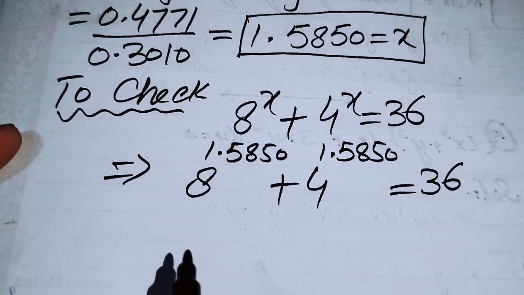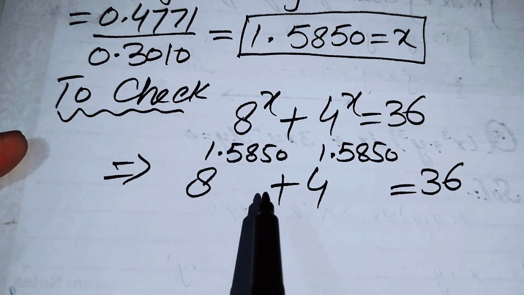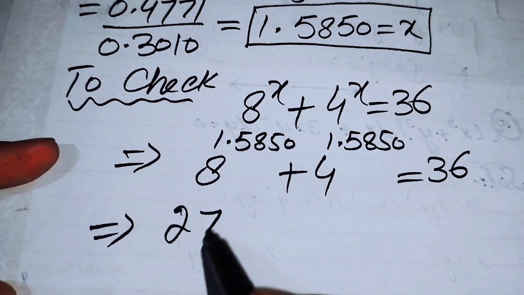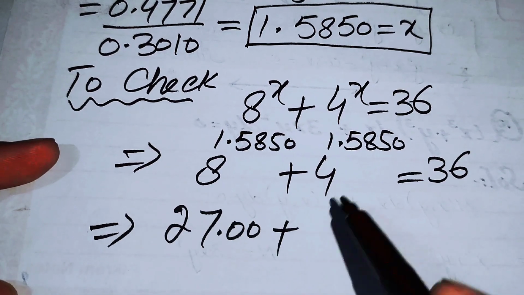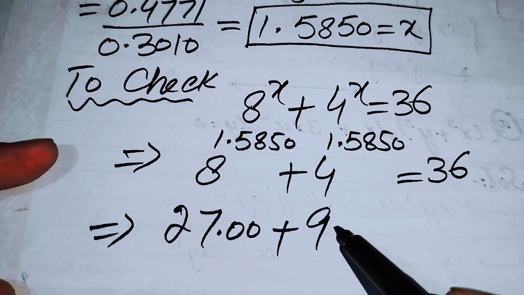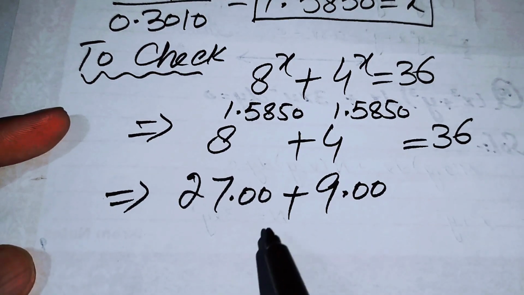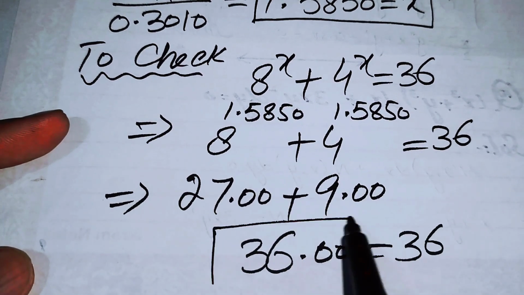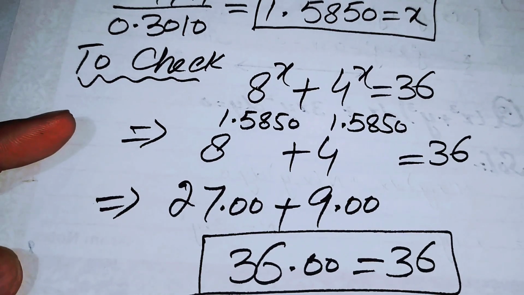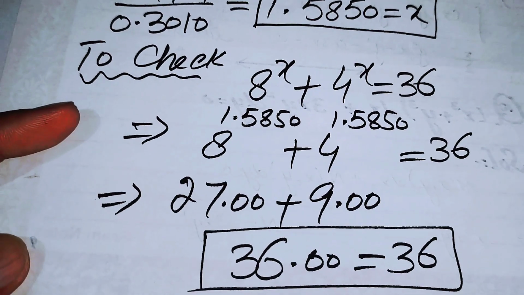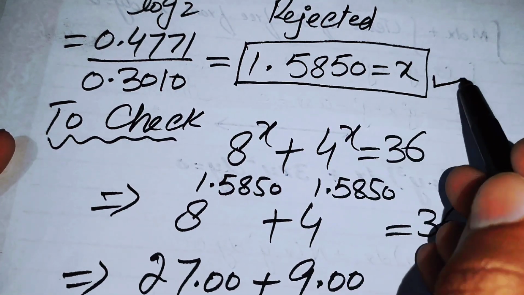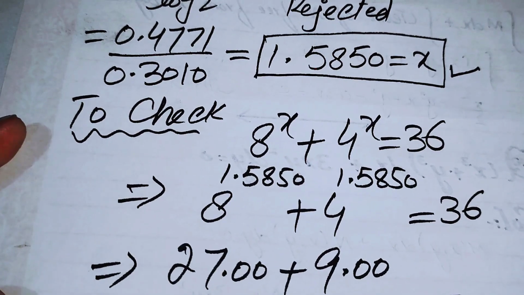Now you can use a calculator in order to find the values of these terms. If you find the value of this term, you get 27.00, and when you find the value of this term, you get 9.00. So finally you get 36.00, so it is equal to 36. And you see that the left hand side is equal to the right hand side, it means that x is equal to 1.5850 satisfies the given question statement, and this shows that x is equal to 1.5850 is the only solution of this question.